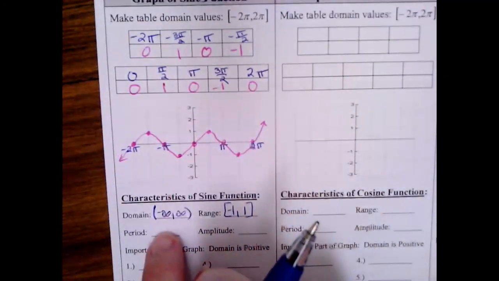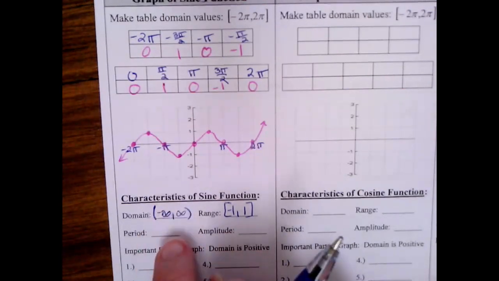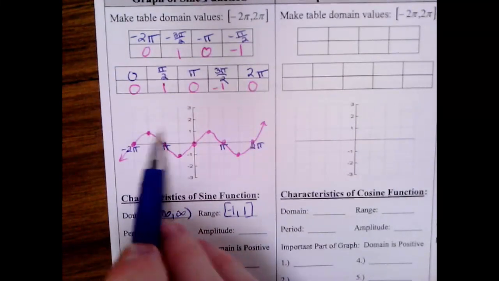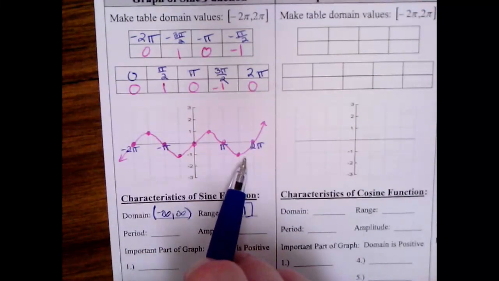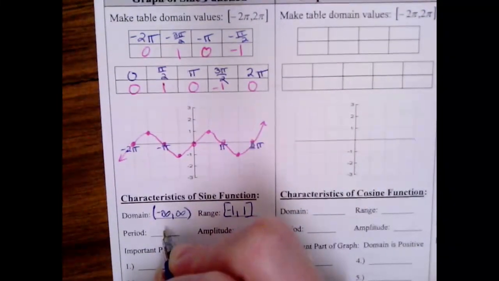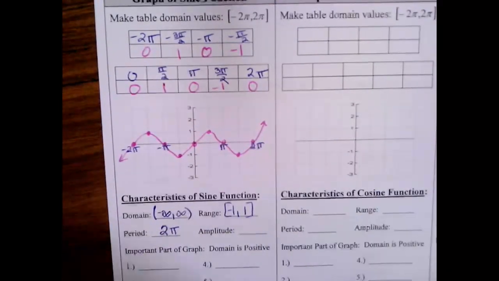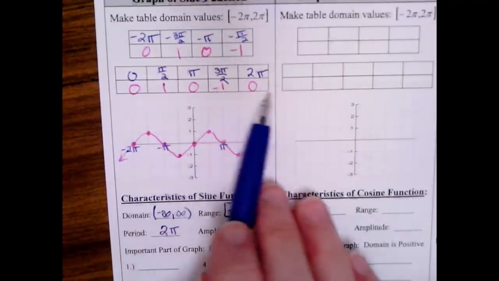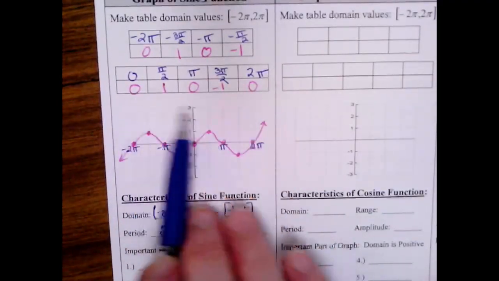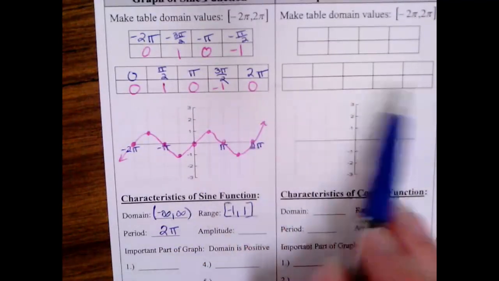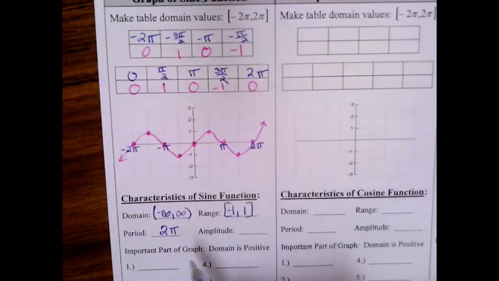The period: when does this pattern repeat? To get from crest to crest, or low down here to low down here, it takes a period of 2 pi. If you look at 0 to 2 pi, that's when it fully repeats again: 0, 1, 0, negative 1, 0, 1, 0, negative 1. So it takes 2 pi for the period.